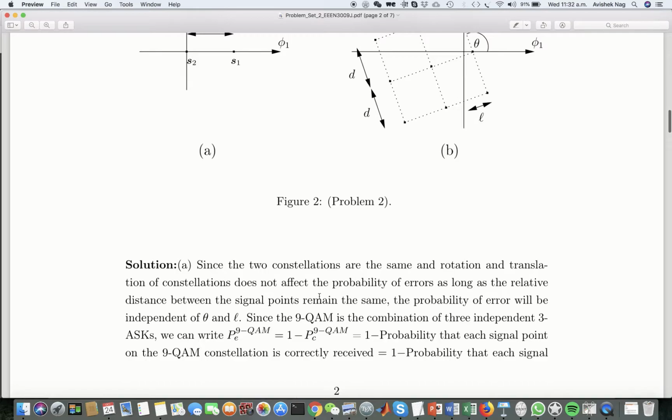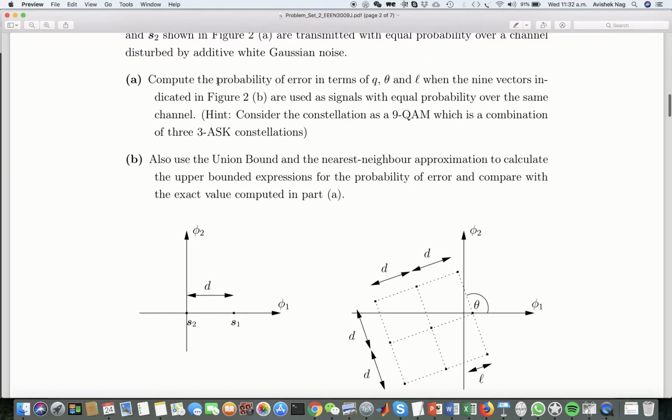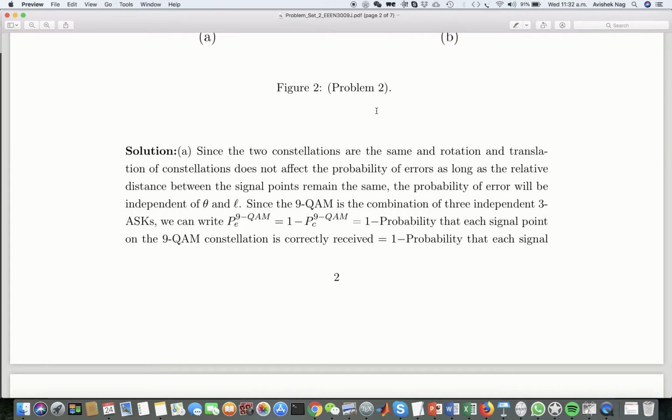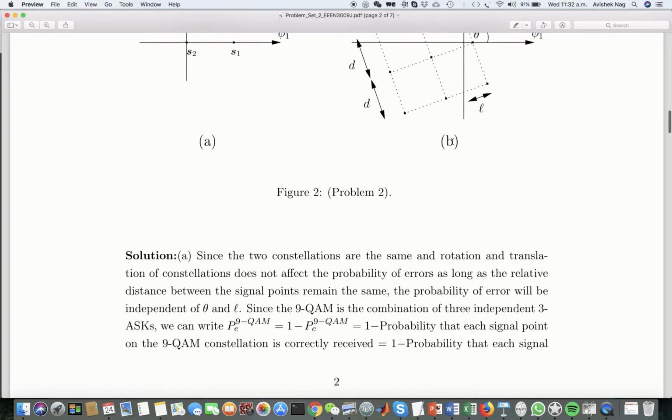So this was actually analyzed in the class. So if you go back and see the lecture notes, you will see that this is indeed the case. So the probability of error will only depend on Q. So the final probability of error that you will be computing will be a function of Q only. And if you look carefully into the constellation, so this is like 9QAM, and each of the signal points actually are part of two independent ASKs.